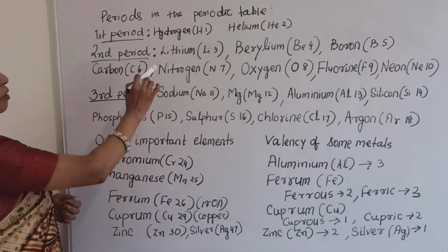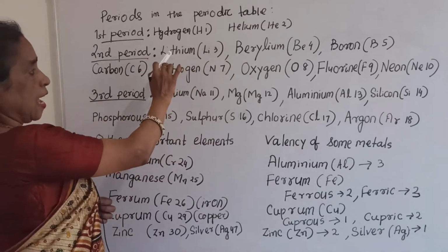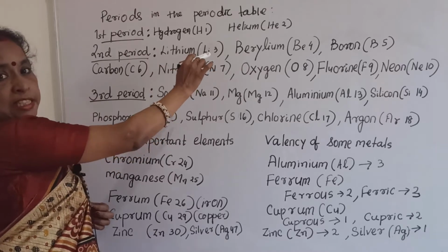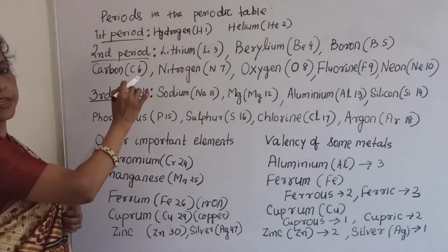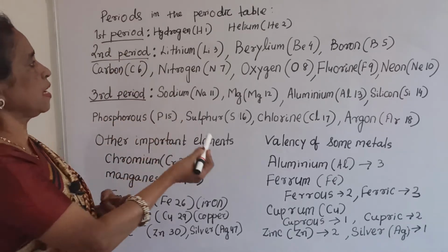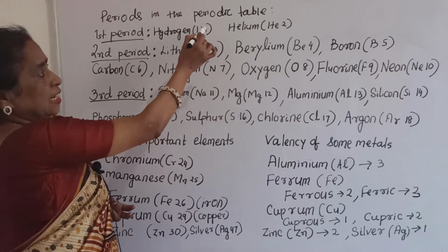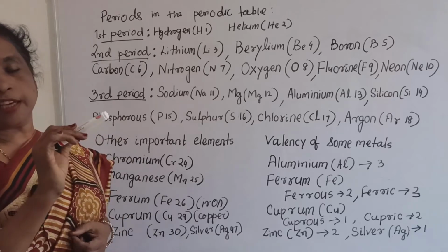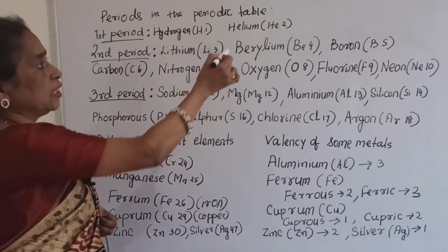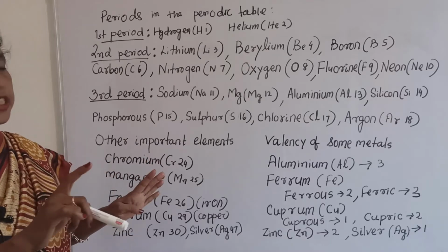Here I have mentioned the symbol and spelling of each element, and the digit written beside it indicates the atomic number. Let us see the first period. It is very easy. There are only 2 elements. Hydrogen, symbol H, with 1 written beside it, which is the atomic number. Helium, He, atomic number 2. That means the first period contains 2 elements.